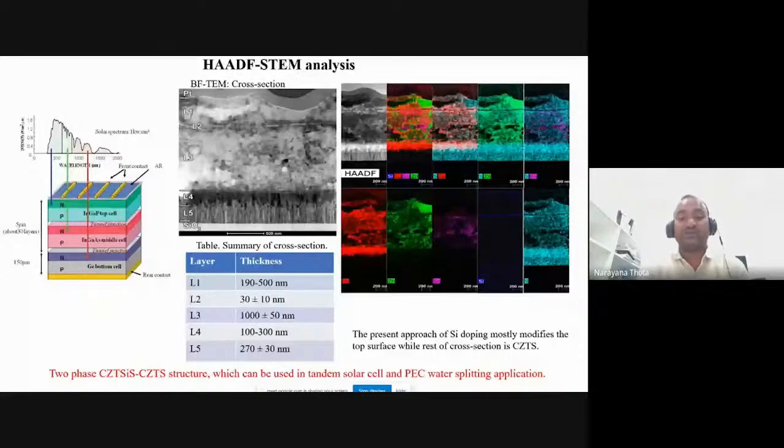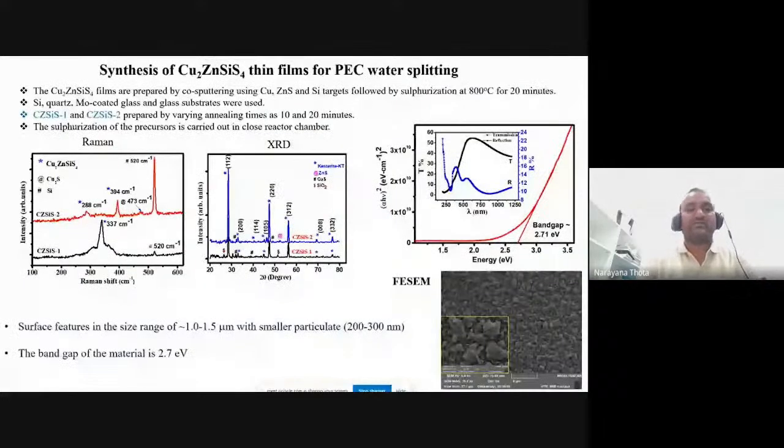So we use these types of materials for water splitting applications. Next, we completely removed the tin and replaced it with silicon. The band gap we observe is almost 2.7, a high band gap material. These are not very suitable for solar cell application.